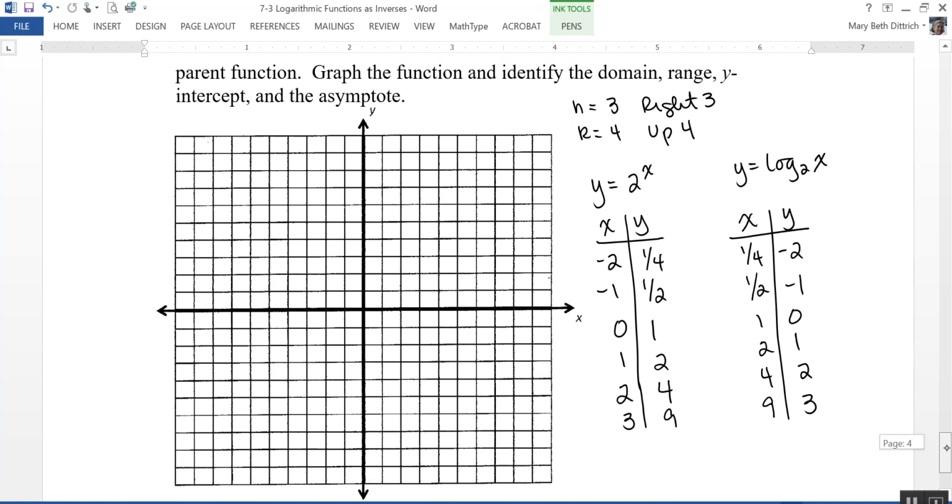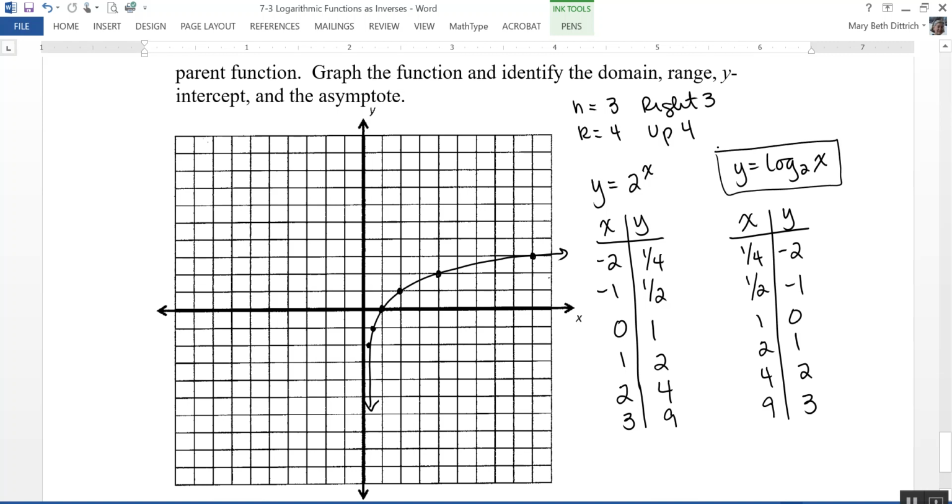So let's go ahead and graph those points. So 1/4, negative 2. Again, it's hard to get exactly 1/4, but let's do close. 1/2, negative 1, 0, 1, or I'm sorry, 1, 0; 2, 1; 4, 2; and 9, 3. So that's the graph of y equals log base 2 of x.